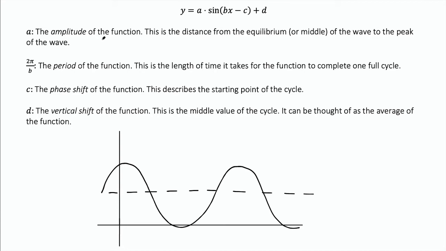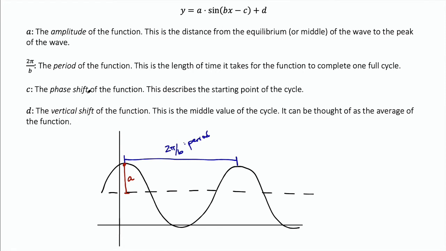A is the amplitude, and it's the distance from the equilibrium, which is this middle line, to a peak of the wave. Just to illustrate that, that's from here to here. That distance is A. Next, we have the period, and it uses this number b, but it's 2 pi divided by b. We won't get into the details of why that is, but the period is the length from peak to peak. How long does it take to complete a full cycle? That is 2 pi over b.